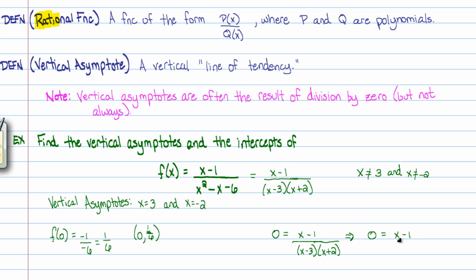So essentially what I'm saying here is that to find the x-intercepts, you let the numerator equal 0. And by the way, this implies that x will equal 1. I don't know why I'm boxing that, because in reality I would just write my intercepts here: (1, 0), and the y-intercept at (0, 1/6). So I've done everything I needed to do. There are my intercepts.